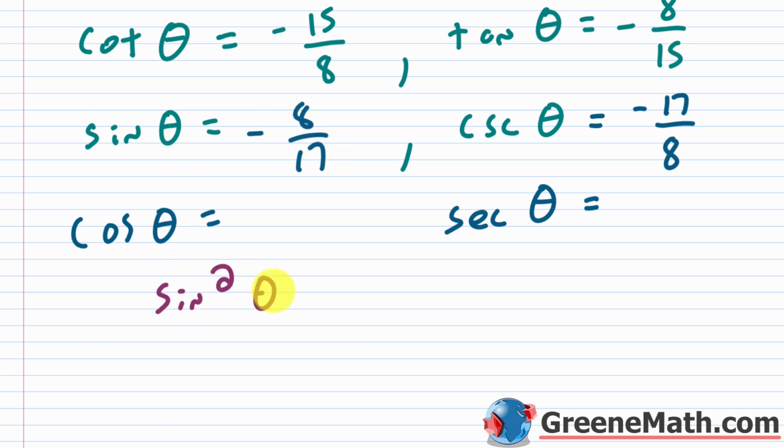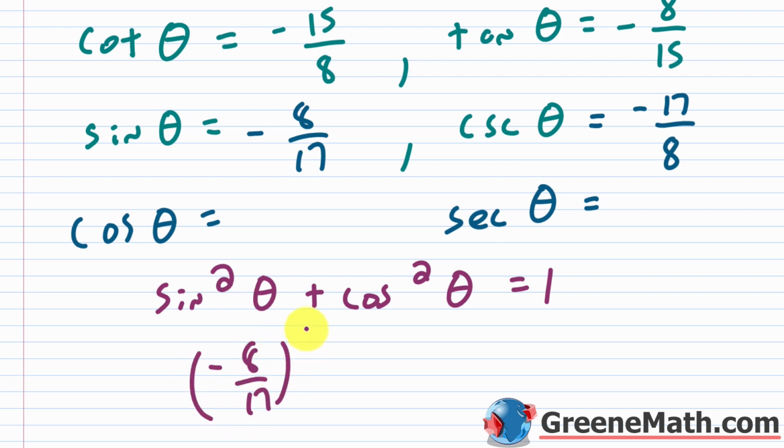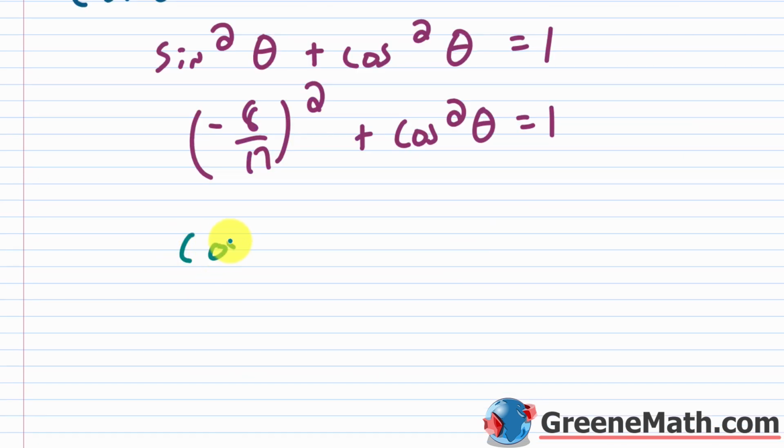So sine squared theta plus cosine squared theta is equal to 1. Plug in for the sine of theta, that's negative 8 over 17, and then we are squaring this. Then plus your cosine squared theta is equal to 1. So from here, I'll just say that cosine squared theta is equal to 1 minus, go ahead and square this.